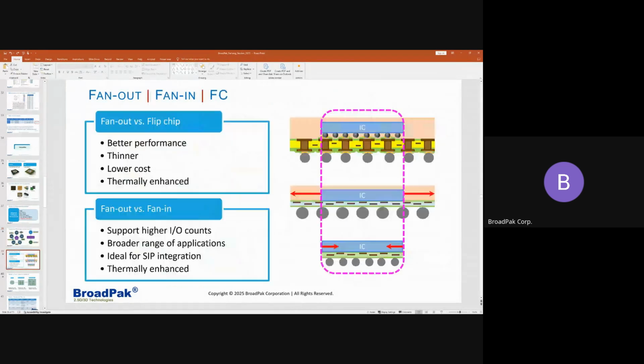And in terms of thermal, it's going to be much better, because the substrate acts as a barrier to heat conduction. If you eliminate it, you can have better conduction through your board as well. Now, if you compare fan out versus fan in, you can tell that the fan out style can support higher I/O counts. In fan in, you're limited to the surface of the die only. This covers a wide range of applications. It does basically the same job as the flip chip, but again, it has its own limitations as well. I'll talk about that. It's going to be ideal for system in package and is thermally enhanced if you compare these two.